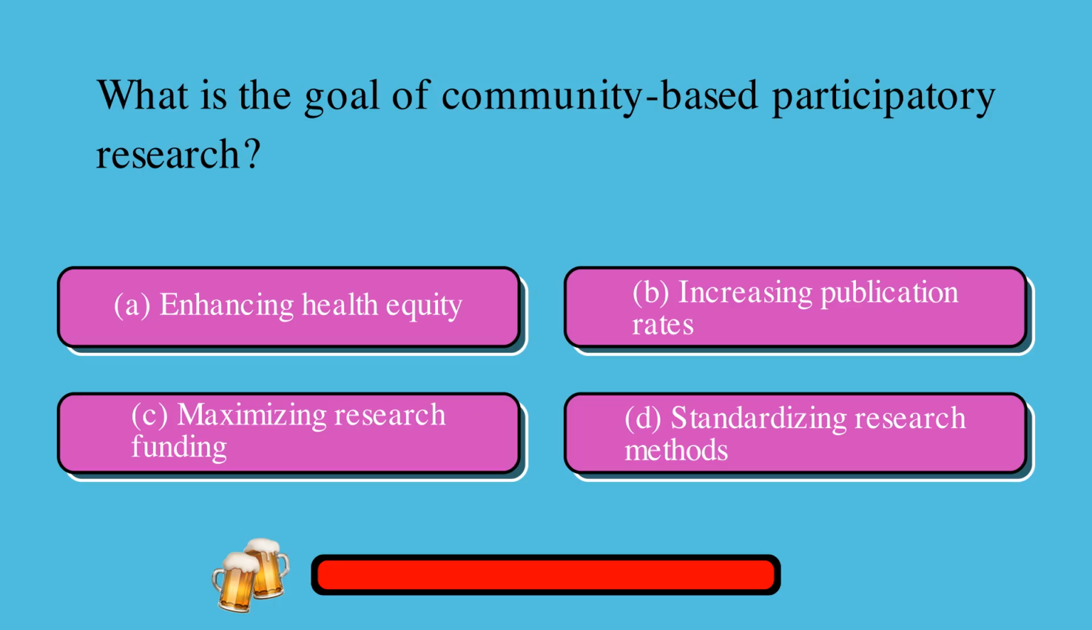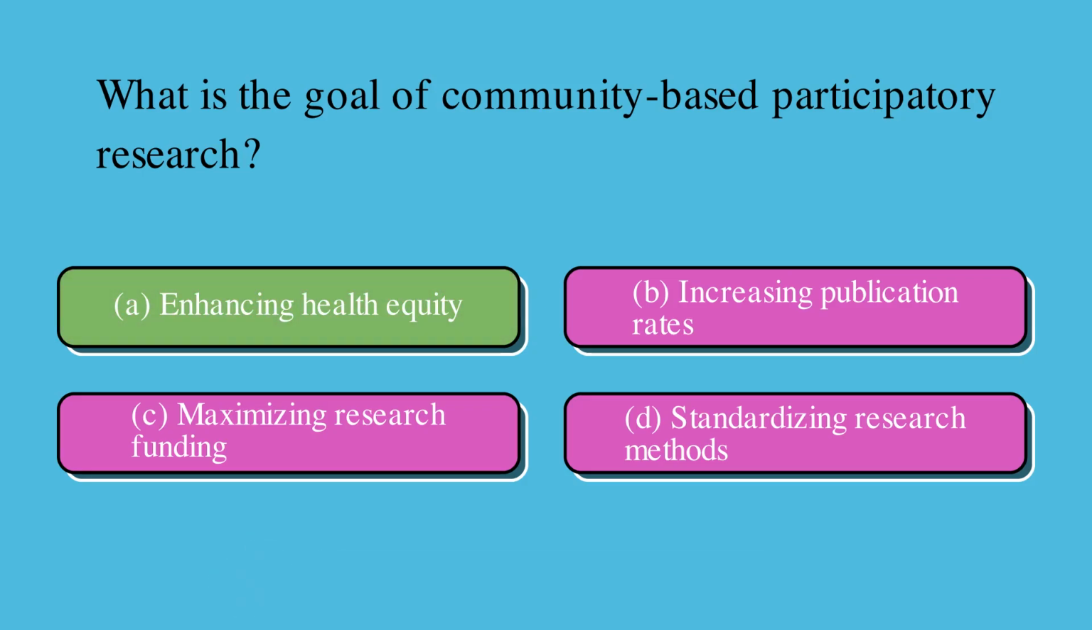What is the goal of community-based participatory research? A. Enhancing health equity, or B. Increasing publication rates, or C. Maximizing research funding, or D. Standardizing research methods. The correct answer is A. Enhancing health equity.